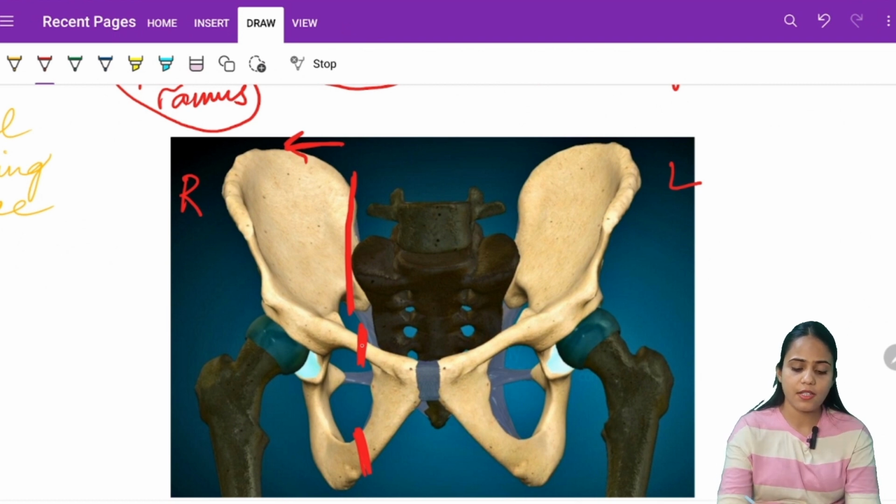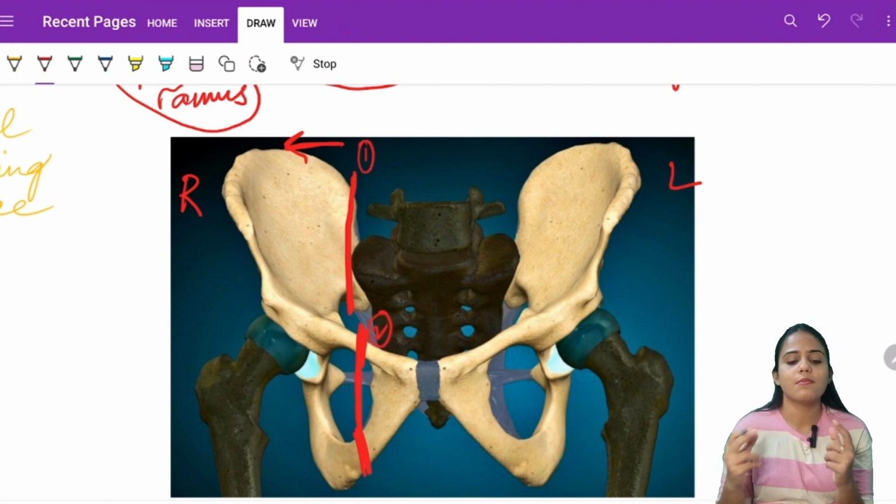Double vertical fractures. Here is one vertical fracture. Here is one vertical fracture. One, two. Double vertical fractures in one side. This is the Malgaigne fracture.